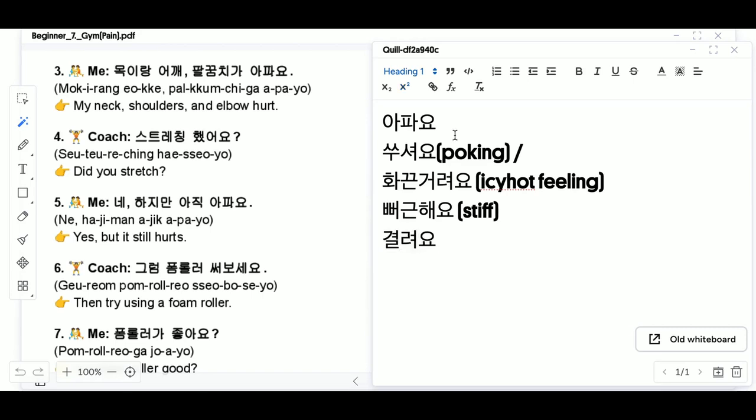결려요 is very similar to 뻐근해요, but 결려요 is a more severe condition than 뻐근해요. More severe stiff. For example, if you go to the gym and exercise after not having exercised for a while, your muscle gets shocked, so you can't move well for like 1 or 2 weeks. If you have that experience, then that's 결려요. But if you just didn't stretch and you're feeling like your muscles are stiff, then it's 뻐근해요. Okay, so 쑤셔요, 화끈거려요, 뻐근해요, 결려요.